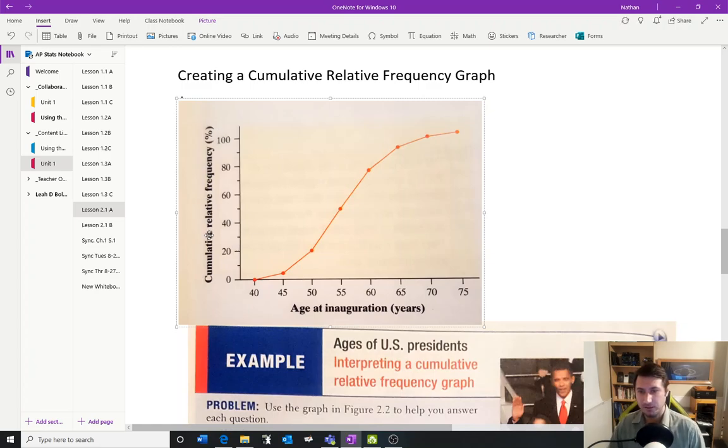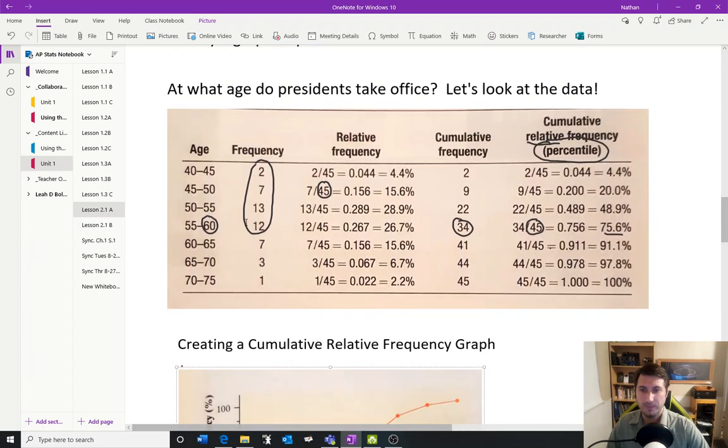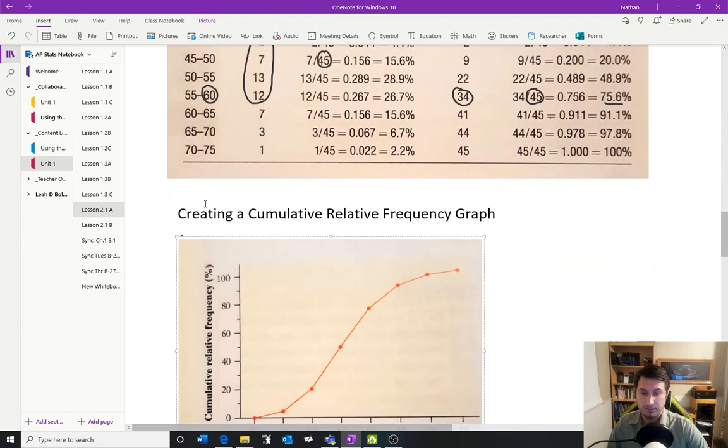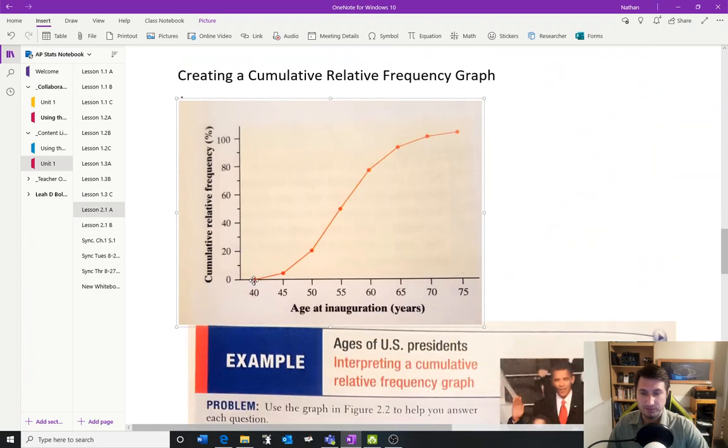On the left are our percents, 0 to 100%. On the bottom is the variable. For presidents, none of them were lower than 40, so we started the graph at 40, up to 75, because none of them started over the age of 75. So that is the age in years when they started being president. All right, then we take a look. How many were president before the age of 40? None. That's why there is a dot at 0.